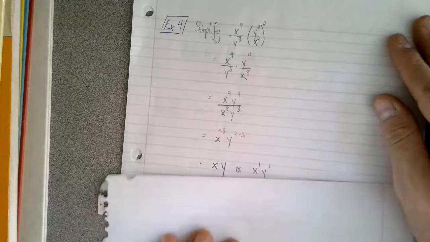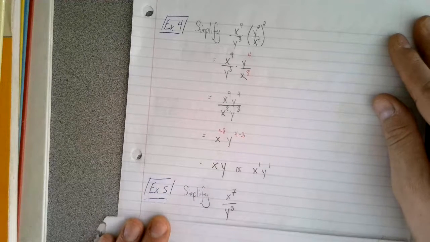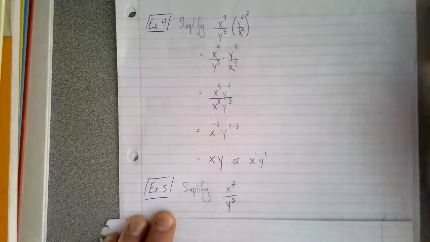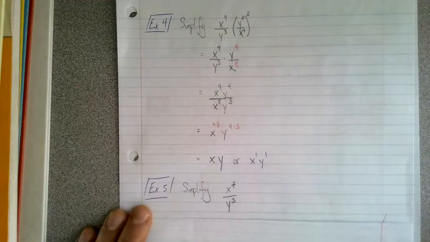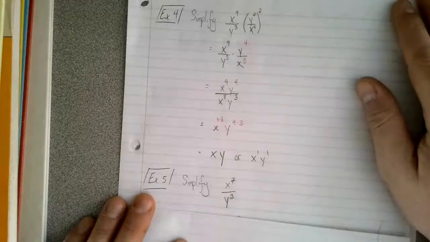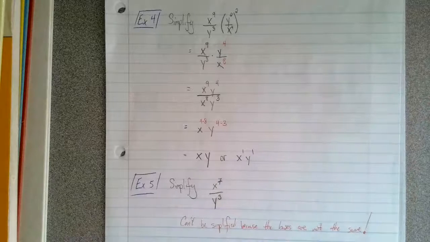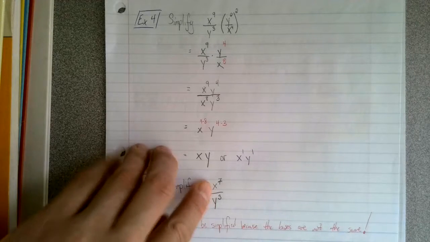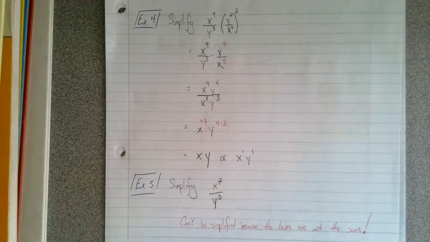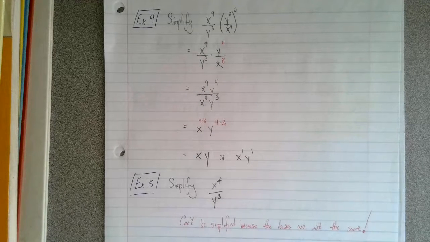And then here, for our last example, we have x to the 7th over y to the 3rd, and we're being asked to simplify. The response to this particular question is that we can't simplify it because the bases are not the same, which makes it so that we can't apply that property, the quotient of powers, which is predicated on the fact that you're dealing with powers that have a common base. So that's something we can't simplify, and we would leave the answer as such, stating that we can't simplify.